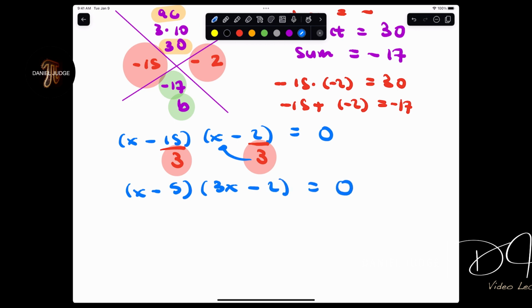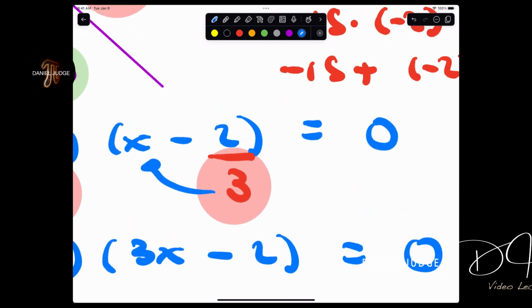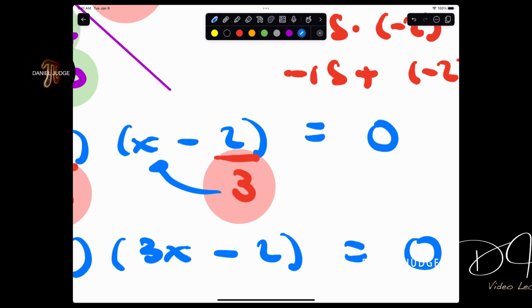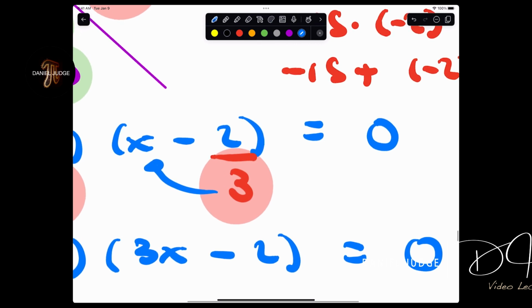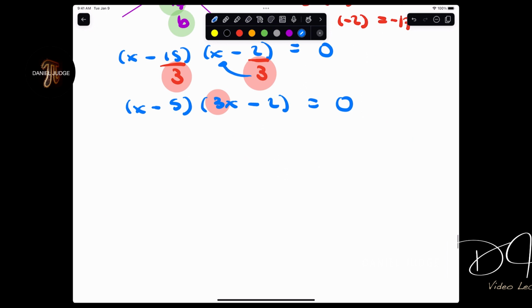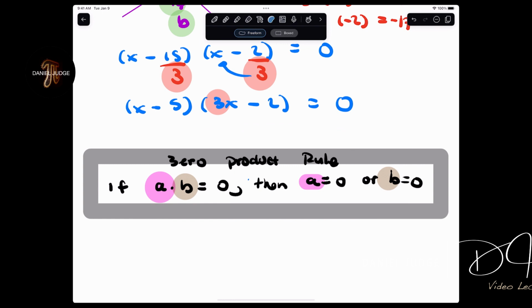You have factored by the crisscross method. Remember, this is a decimal. 2/3 will be a 0.67, approximately. So that's not a whole number. We got to move that 3 right up here. Okay. Now, we're going to bring in the zero product rule here again. Because what you have is the first term in pink times the second term in brown will equal 0.